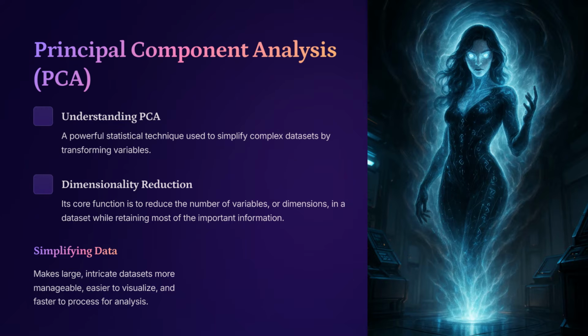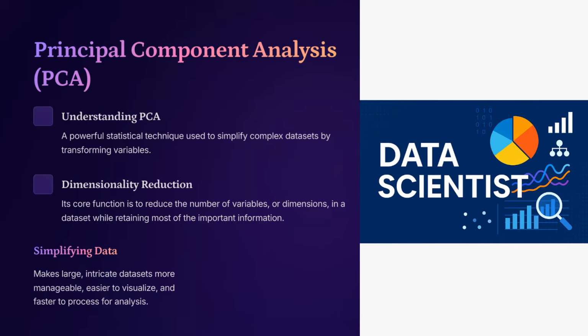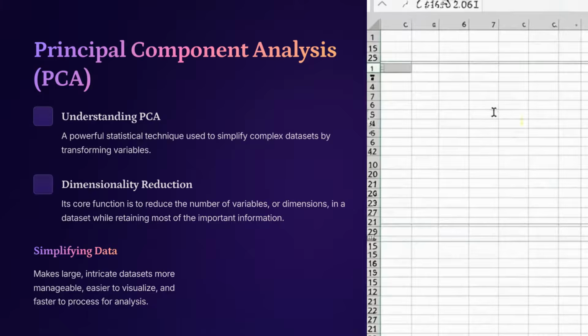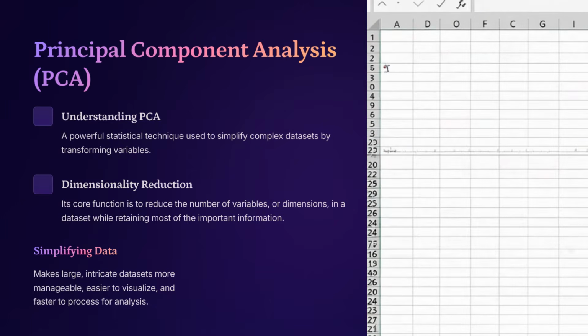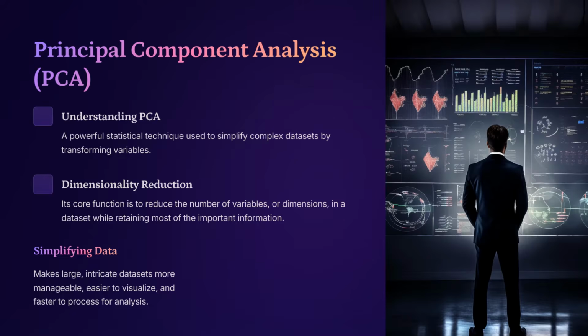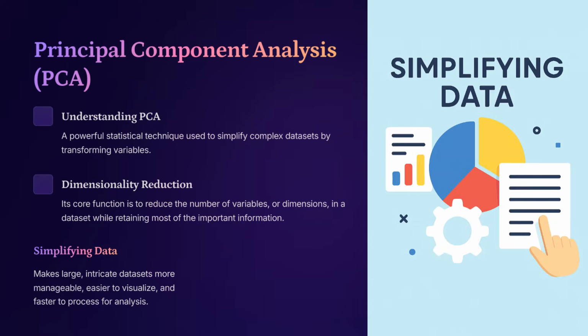Principal component analysis, or PCA, is like a data scientist's magic wand for cutting through the noise. Imagine you have a giant spreadsheet with dozens of columns. Maybe it's customer data with age, income, purchase history, and so on. Trying to make sense of all that at once is overwhelming. PCA steps in to simplify things.